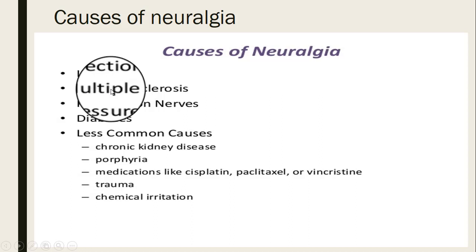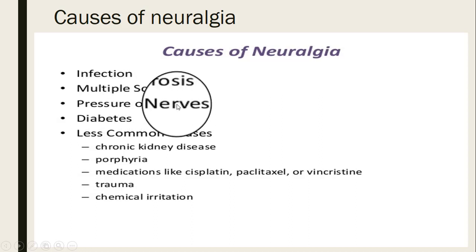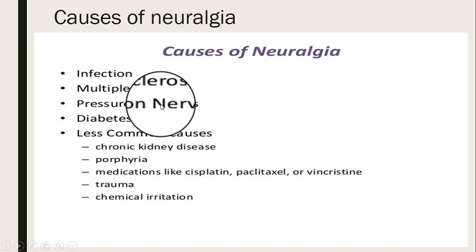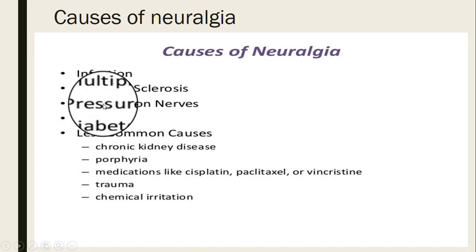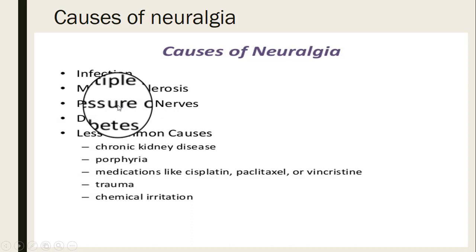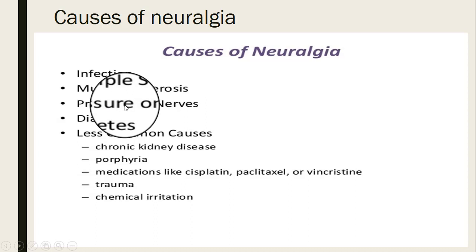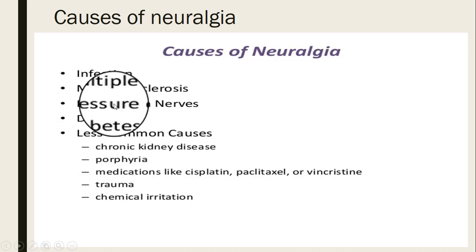Now the third cause of neuralgia is pressure on nerves. So pressure or any kind of compression on nerves may cause neuralgia, and the pressure may come from bone, ligament, blood vessel, or any kind of tumor. The pressure of swollen blood vessels is a common cause of trigeminal neuralgia.